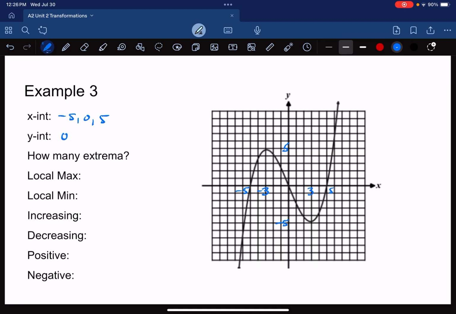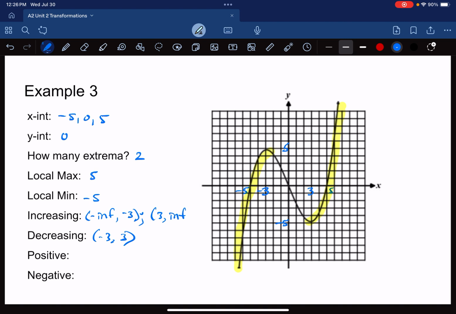Y-intercept is 0. Extrema, 2. Local max, 5. Local min, -5. Increasing: -infinity to -3, and 3 to infinity. So that's this section and this section. Decreasing, that's the other piece that we haven't named yet, -3 to 3.